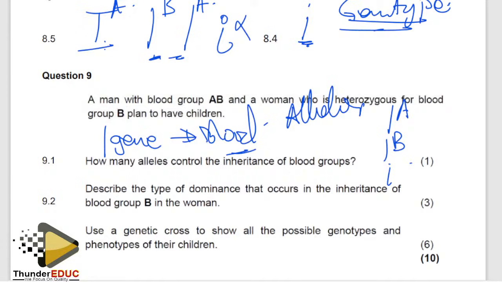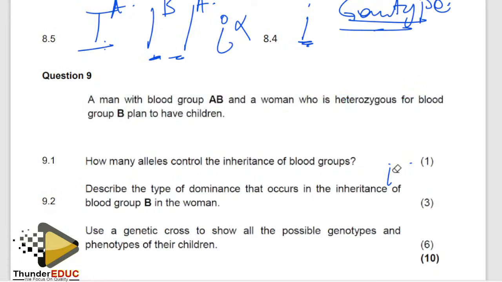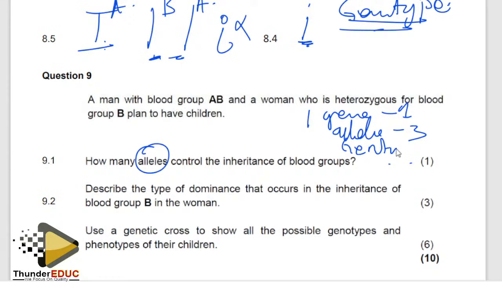Okay, here are the questions. Before I go there, let me answer at least one question. A man who is blood group AB and a woman who is heterozygous for blood group B have children. How many alleles control blood group? They are now talking about the alleles. Gene, there is 1. Alleles, there are 3. Genotypes, there are 6. Phenotypes, there are 4.